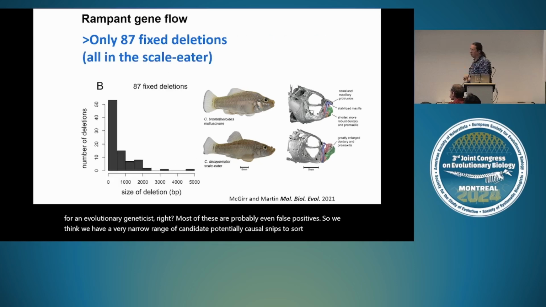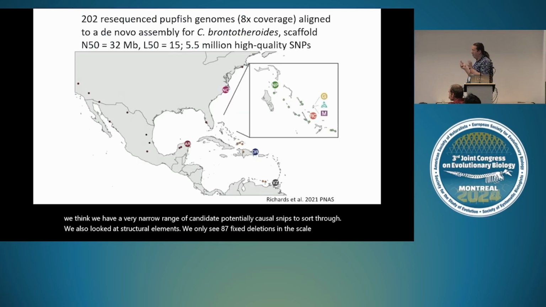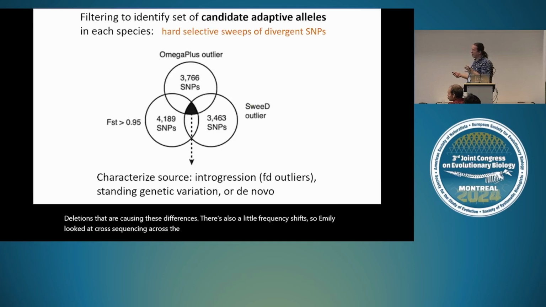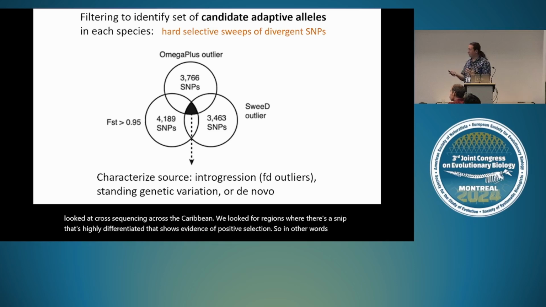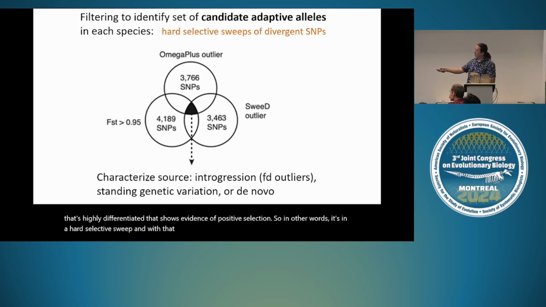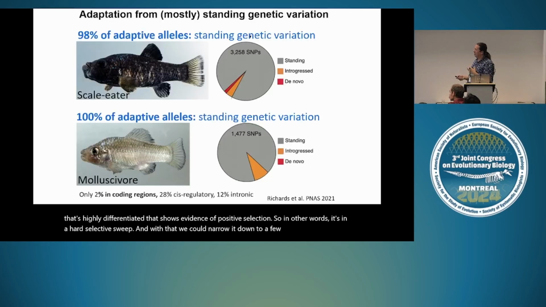We also looked at structural elements. We only see 87 fixed deletions in the scale eater. And then, to be a little bit more relaxed, we're not saying it's only fixed deletions that are causing these differences. There's also allele frequency shifts. So Emily looked at sequencing across the Caribbean. We looked for regions where there's a SNP that's highly differentiated that shows evidence of positive selection. So in other words, it's in a hard selective sweep. And with that, we could narrow it down to a few thousand SNPs in each of these specialists that show evidence of selection and are highly differentiated.